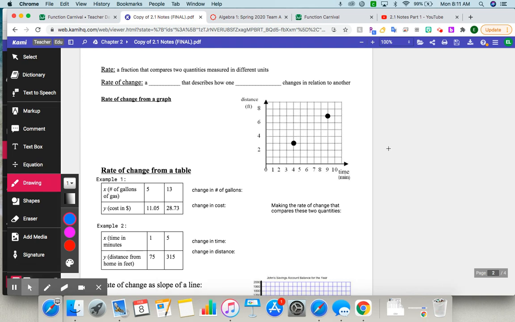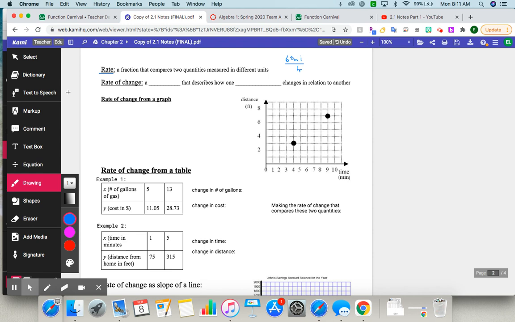This is part 2 of 2.1 notes. As we talked about in chapter 1, a rate is a fraction that compares two quantities measured in different units. So, for example, we might say 60 miles per hour. So, in this case, we're comparing miles to hours.